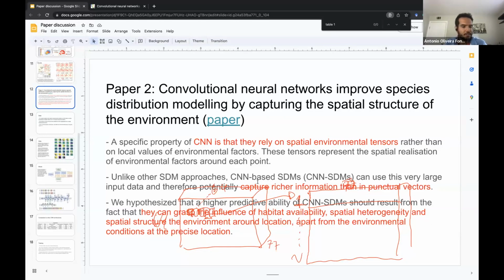Does it help? Yeah, thanks. Yeah, I'm going to stop sharing and share again so I can get rid of these lines.